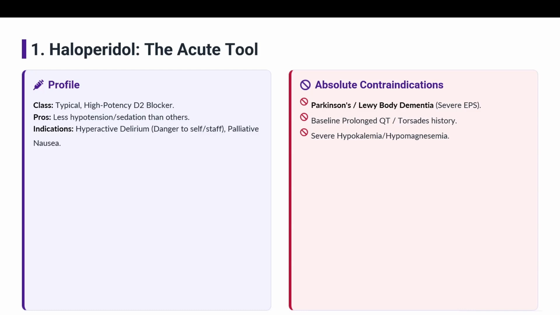It is a typical antipsychotic, a high potency D2 blocker. The pros are less hypotension and sedation. But it has a lot of side effects. It is not a good antipsychotic because it worsens Parkinson's. Most elderly patients have some kind of issue regarding the use of haloperidol. Elderly may have prolonged QT or a torsades history, severe hypokalemia or hypomagnesemia in the past, which will be worsened by haloperidol. There can be Parkinson's or Lewy body dementia, which can lead to further exacerbation and cause severe extrapyramidal symptoms with haloperidol. So try to avoid haloperidol in the elderly.